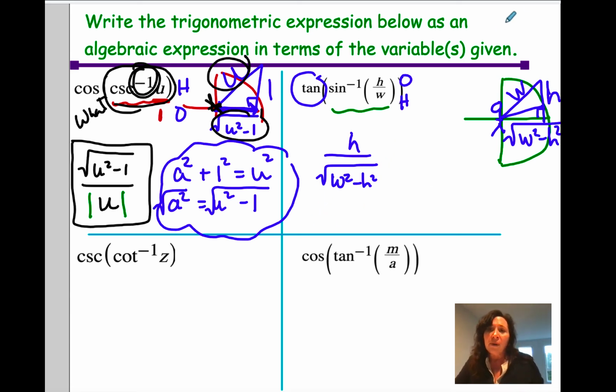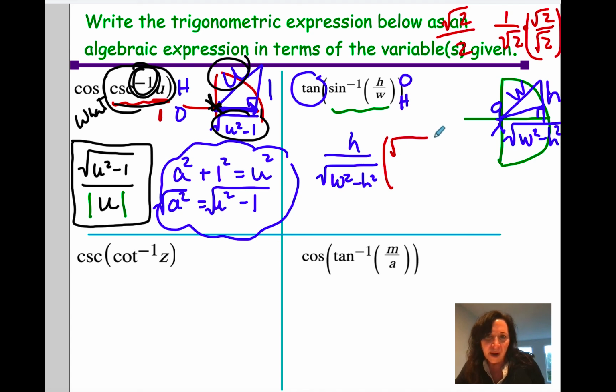So remember, if I had 1 over root 2, I would multiply my expression by root 2 over root 2, because I'm not actually changing the question since I'm multiplying by 1. But I am going to simplify it, and by doing that, I'm going to get root 2 over 2. Whatever's inside is going to come out. So I'm going to do that again, but here I'm going to multiply this by the square root of w squared minus h squared all over the square root of w squared minus h squared.